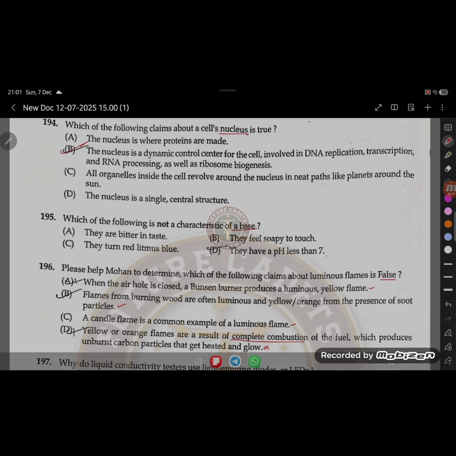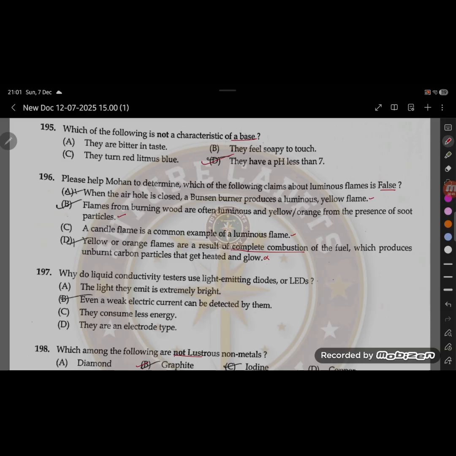Which is not a characteristic of a base? Have a pH less than 7? No. If it has a pH less than 7, it would be an acid, not a base. So see this very carefully. Come to the luminous flames. Okay, it has already been marked. Let's see. It is asking about a false statement. So here, the false statement says yellow or orange flames are the result of complete combustion. How? If it's a complete combustion, there won't be a fuel. So this is a false statement, and we are searching for the same. Hence D is the answer here.